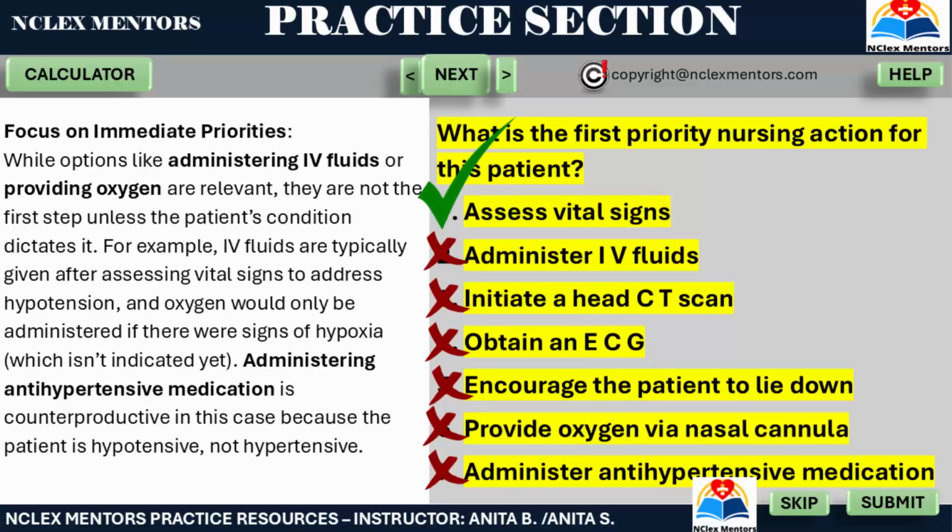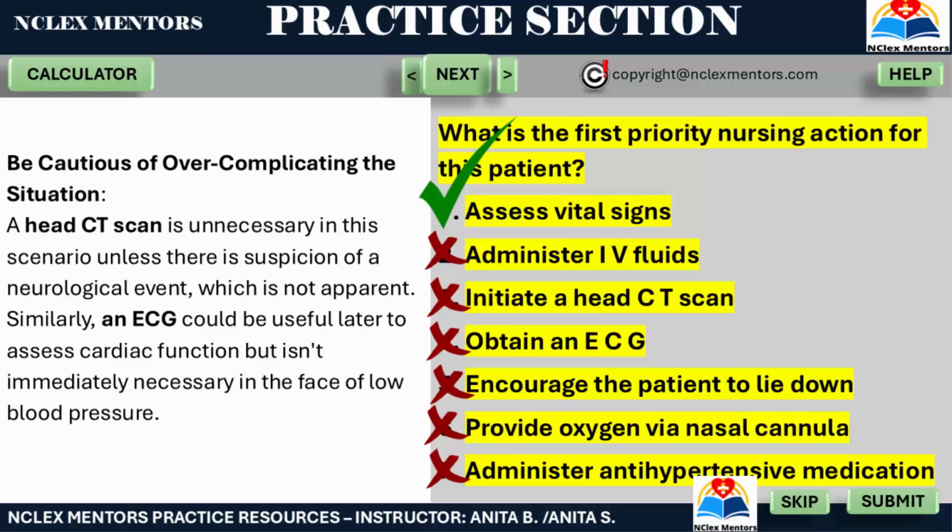Focus on immediate priorities. While options like administering IV fluids or providing oxygen are relevant, they are not the first step unless the patient's condition dictates it. For example, IV fluids are typically given after assessing vital signs to address hypotension, and oxygen would only be administered if there were signs of hypoxia, which isn't indicated yet. Administering antihypertensive medication is counterproductive in this case because the patient is hypotensive, not hypertensive.